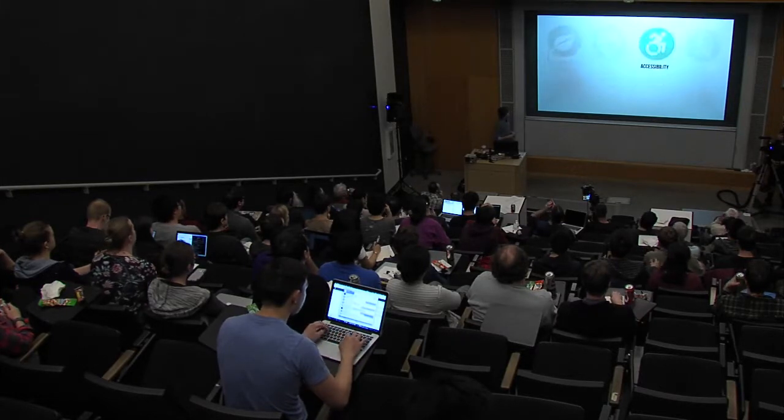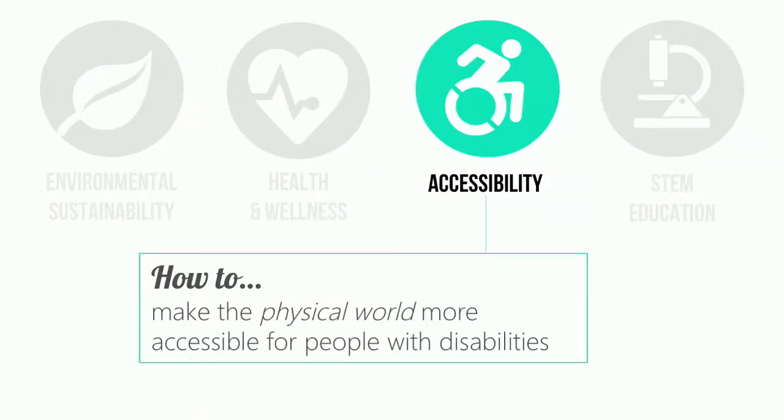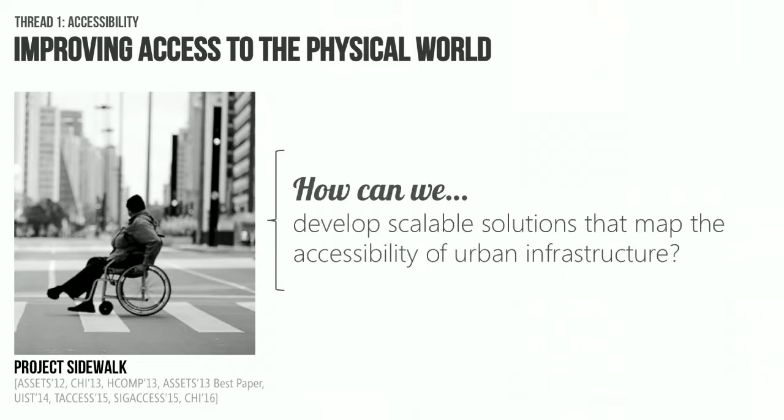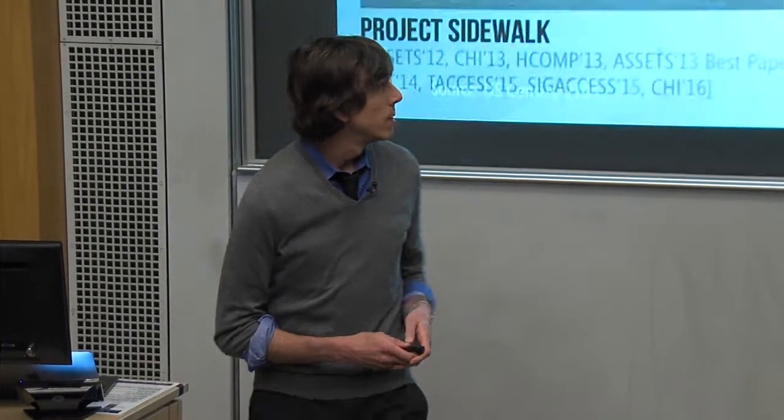So starting with accessibility, really the overarching goal here is how to make the physical world more accessible for people with disabilities. And I'm going to be covering 3 projects with a focus on the first one. So with Project Sidewalk, the key question is, how can we develop scalable solutions that map the accessibility of urban infrastructure? And then how can we use that data in unique ways to build novel interactive tools?